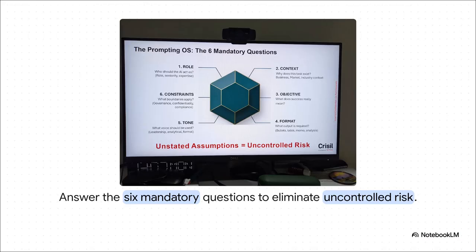If we want to completely eliminate those unstated assumptions we just talked about, you really must build every single prompt using 6 mandatory questions. Think of it as your prompting OS. First, who should the AI act as? That's the role. Second, why does this task even exist? That's your context. Third, what does success look like? The objective. Fourth, what specific output is required? The format. Fifth, what voice should be used? The tone. And finally, what boundaries apply? Those are your constraints. Answer these 6 questions, and honestly, you eliminate so much uncontrolled risk.